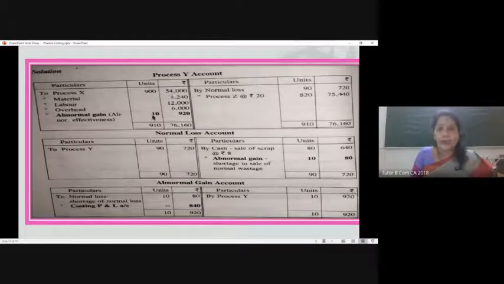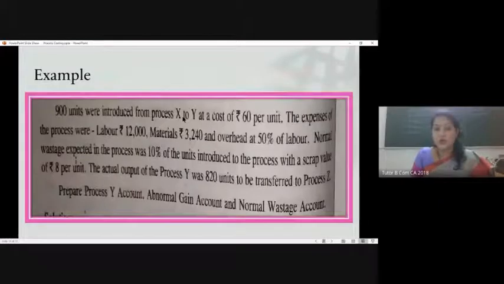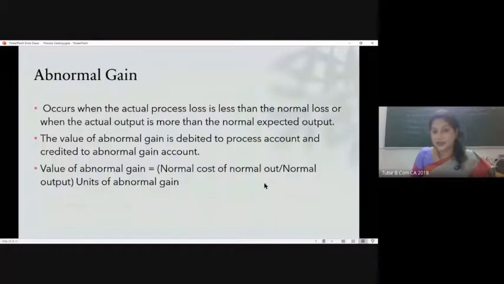So what did I do? Abnormal gain is otherwise called abnormal effectiveness. So I have debited that 10 here. Now you might ask me, how did I get this value? It is something I have done by using the formula I showed you previously. This is it: normal cost of normal output divided by normal output, into units of abnormal gain, which you will know when you are doing it.